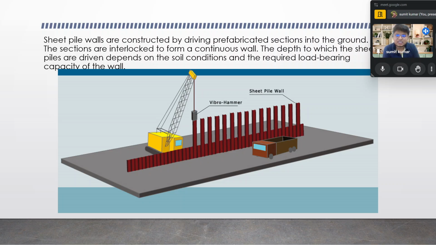Over here you can see the sheet pile walls are constructed by driving prefabricated sections into the ground, and the sections are interlocked to form a continuous wall. The depth to which the sheet piles are driven depends on the soil condition and the required load bearing capacity of the wall.